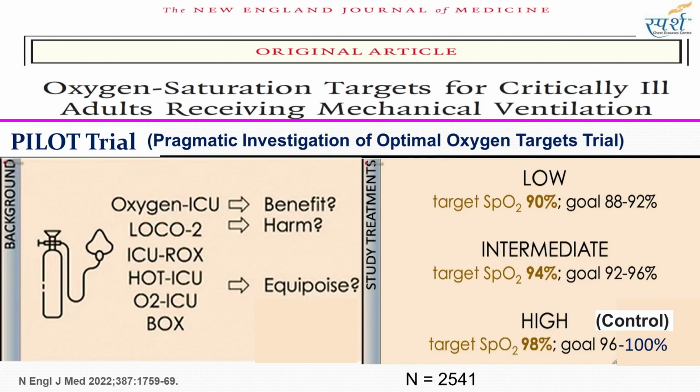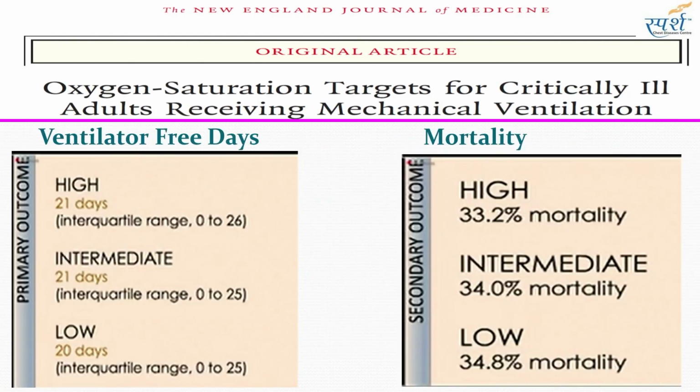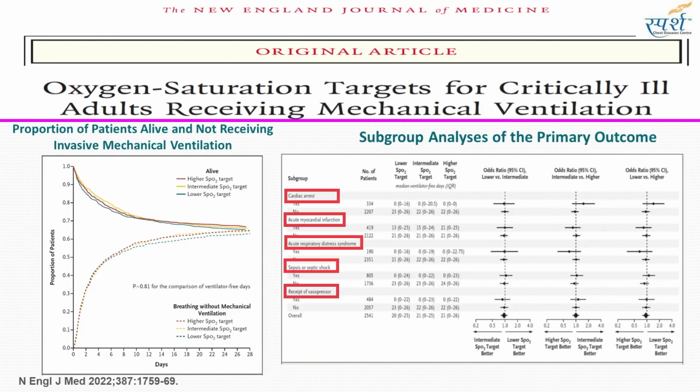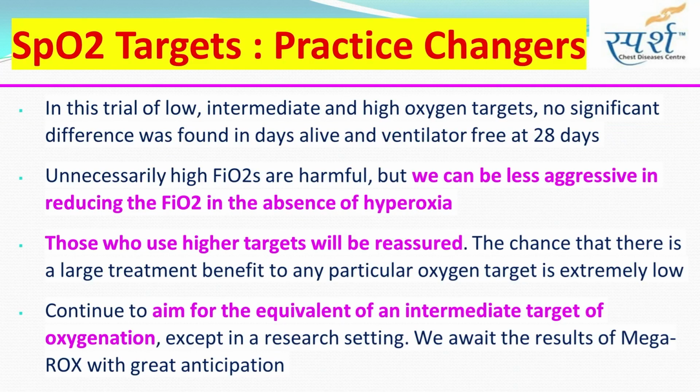So this particular trial was a pragmatic trial, came out in the NEJM, again a very good trial. They compared 3 targets, low saturation 90 versus intermediate 94 versus high, that is 98. And what came out was, regardless of the level targeted, there was no benefit in the ventilator-free days or mortality. So whether it was acute myocardial infarction, whether it was cardiac arrest, these are situations where we target high oxygen targets, or it was septic shock where we target low oxygen saturations. Regardless of the subset of patients, the 3 targets showed the same level of mortality and ventilator-free days.